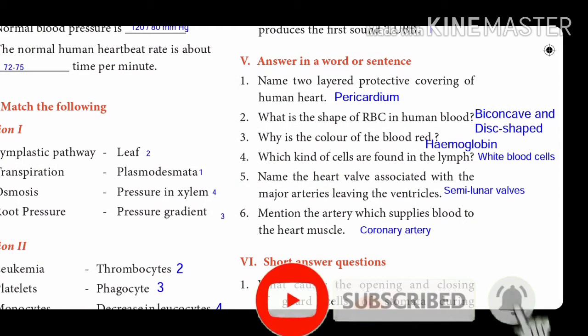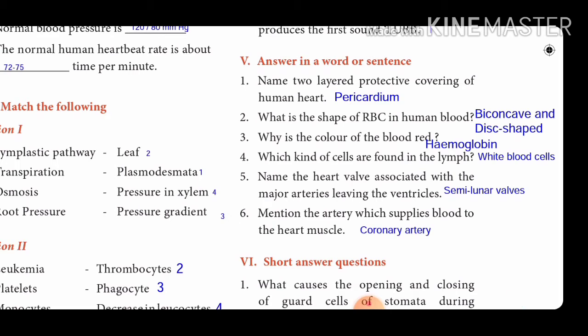Fifth Roman letter, answer in a word or sentence. Name the two-layered protective covering of human heart. Pericardium. Second one, what is the shape of RBC in human blood? Biconcave and disc shaped. Third one, why is the color of the blood red? Because of the presence of hemoglobin, which is a red color pigment.